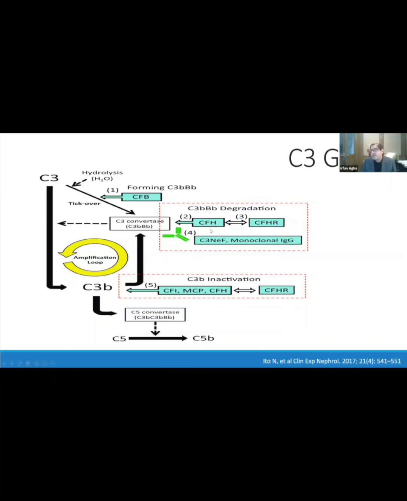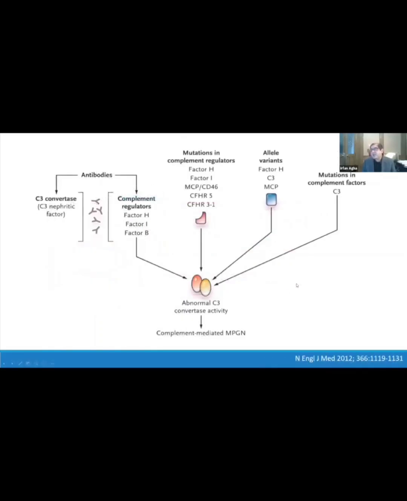So if you have a problem with complement factor H, either an antibody against it or a genetic mutation leading to underfunction, then complement factor H is not going to be able to stop this relentless activity of the alternate complement pathway. The alternate complement pathway will go into hyperdrive and start depositing into beds that are vulnerable to this sort of activity, and unfortunately the kidney is one of them.